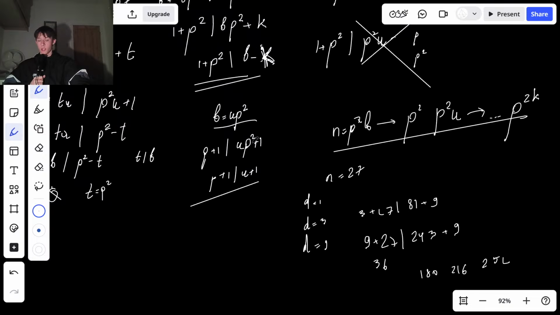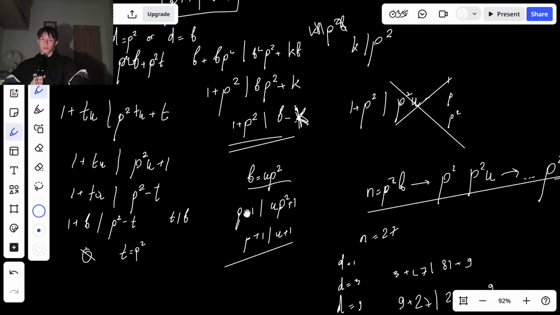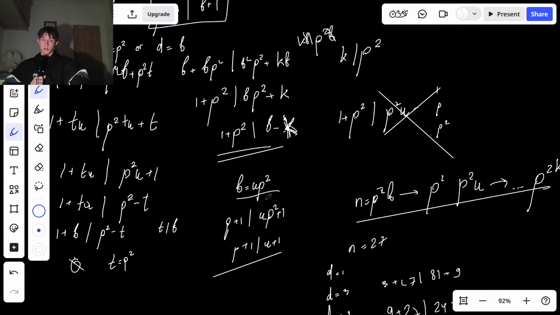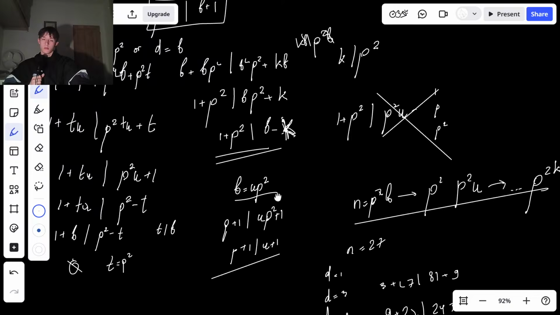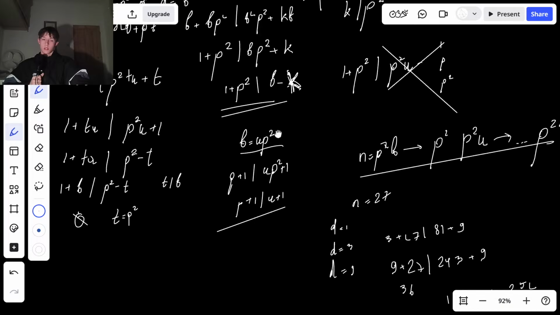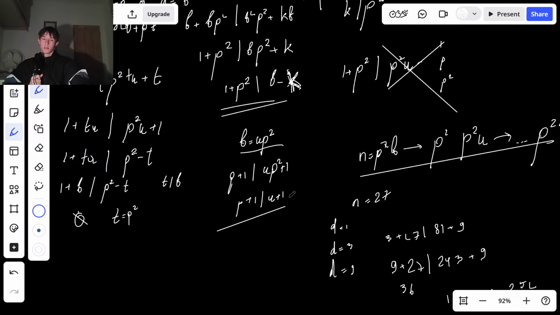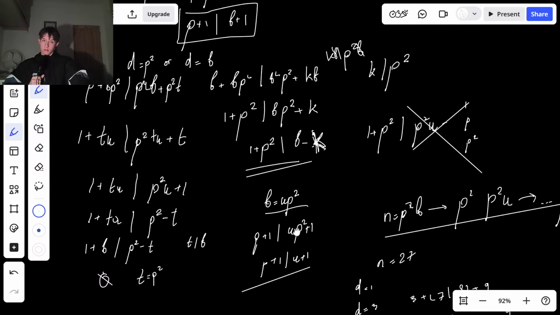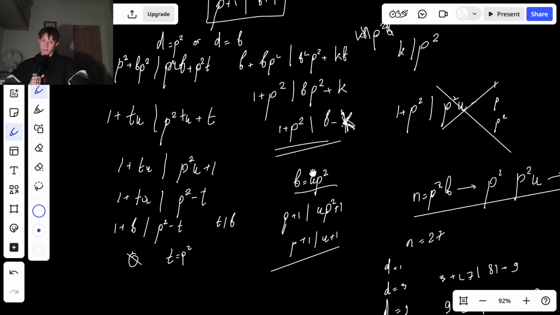Yeah, so u equals p works, and setting u as 1 also will just work, I think. Wait, p plus 1 divides p squared plus 1. Okay, but we showed that in the end of the day, it's a power of prime, for sure. Wait, or did I mess up here?